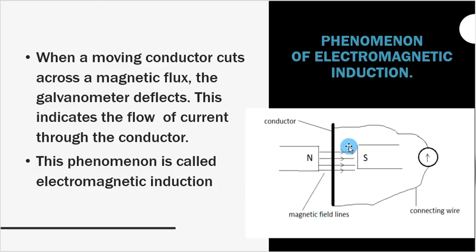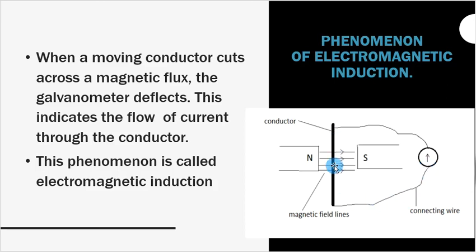So we understand that the magnetic field lines originate from the north and enter into the south of the other magnet. If we put a wire between them and connect it using small wires to a galvanometer like this one, remember, a galvanometer is a sensitive meter. It can detect very small current flowing through a circuit.